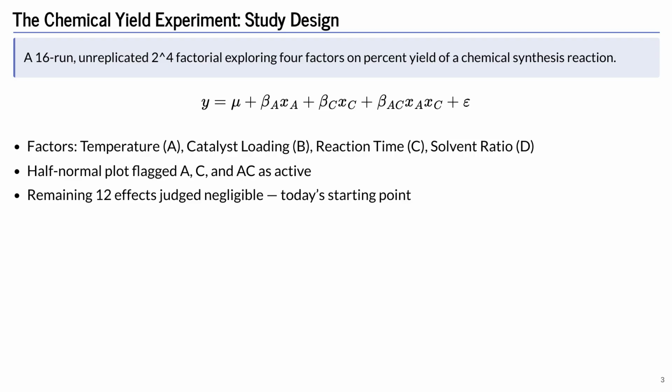The model we are building has the form predicted yield equals an intercept plus a coefficient on temperature plus a coefficient on reaction time plus a coefficient on their interaction. The half-normal plot told us those 3 terms belong. Everything else, 12 effects, is our raw material for constructing an error term.